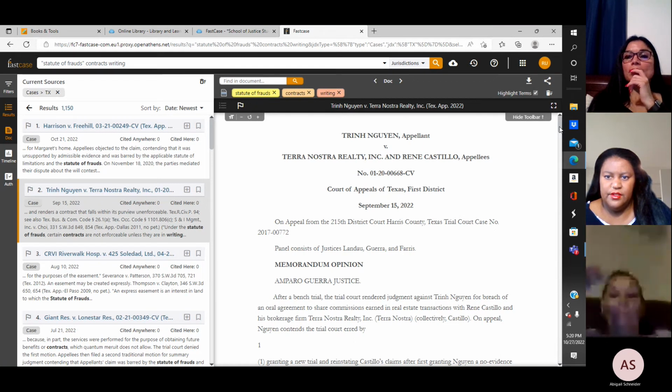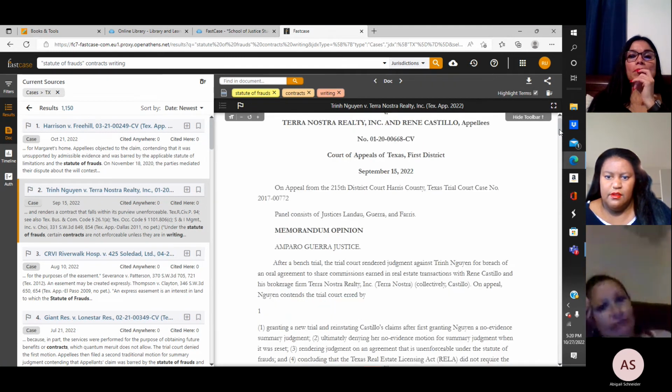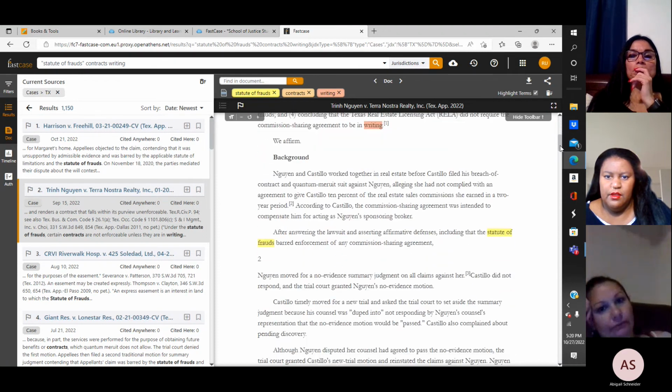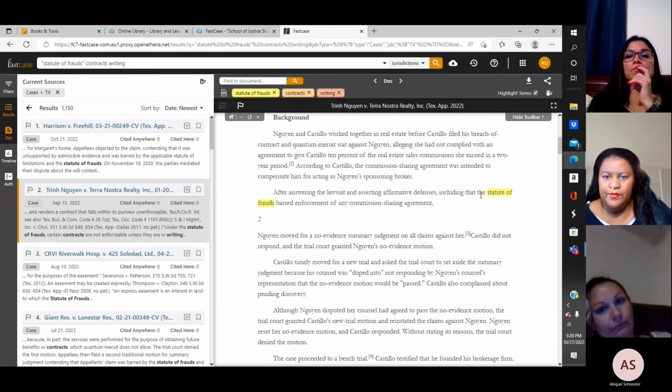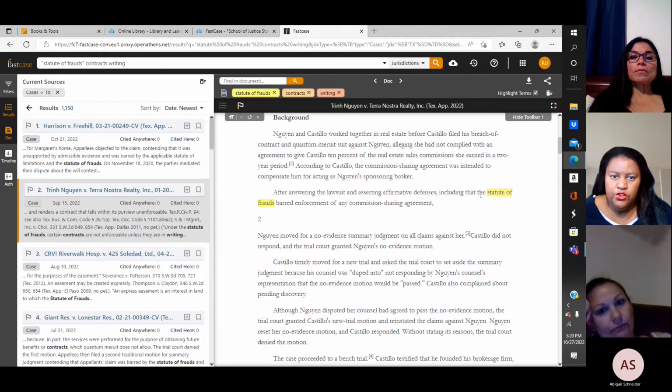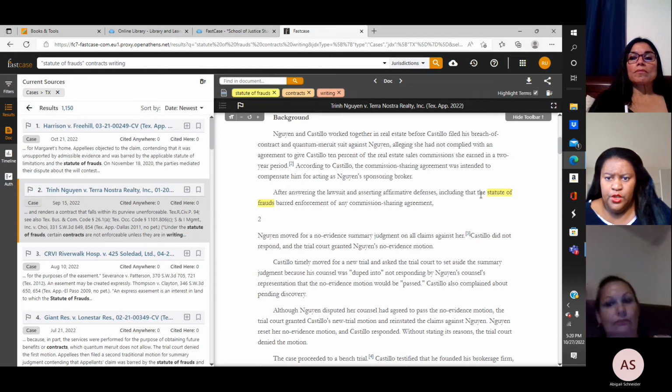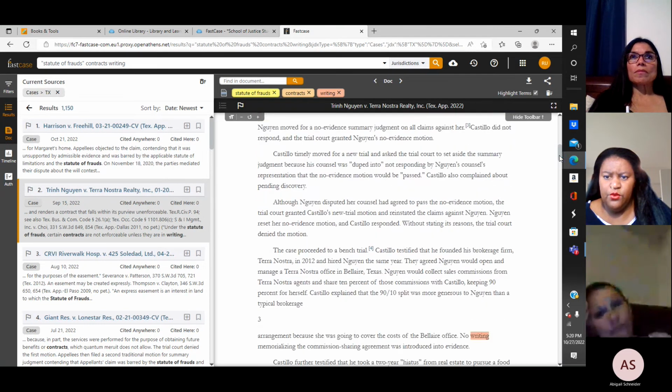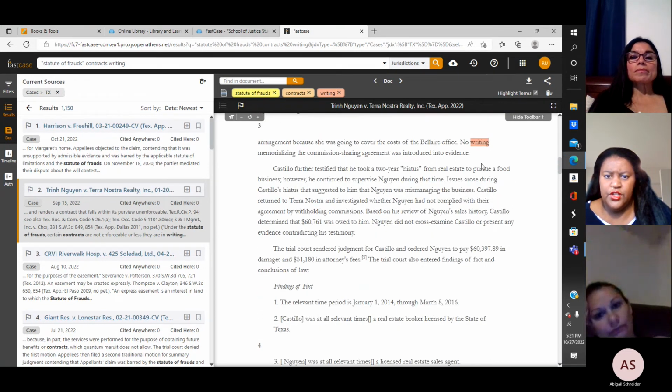I found a case, and I'm going to scroll through it. The terms that I searched are highlighted. "Answering the lawsuit, asserting affirmative defenses, including that the statute of frauds barred enforcement of a commission sharing agreement." Okay, so this is a case between two people who worked in real estate, and they had allegedly a real estate sales commission agreement where they were going to split commissions. And the question is whether or not that can be enforced under the statute of frauds.